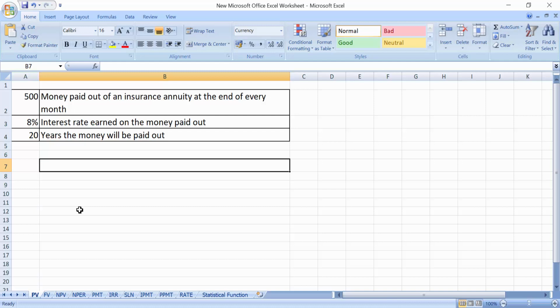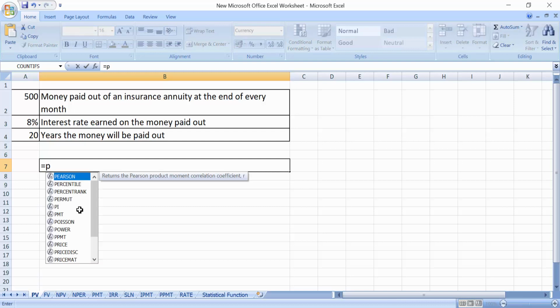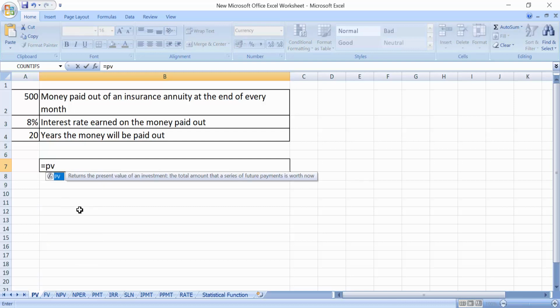Now today I am going to explain another function category, that is financial functions. The first financial function is PV, that is present value. So what does this function return? This function returns the present value of an investment that you are going to invest. The present value is the total amount that a series of future payments is worth now.